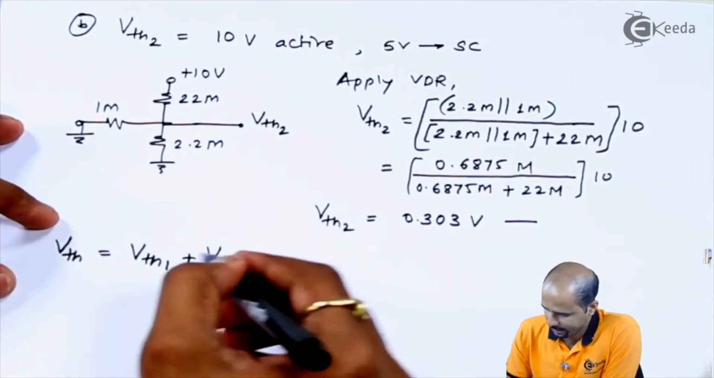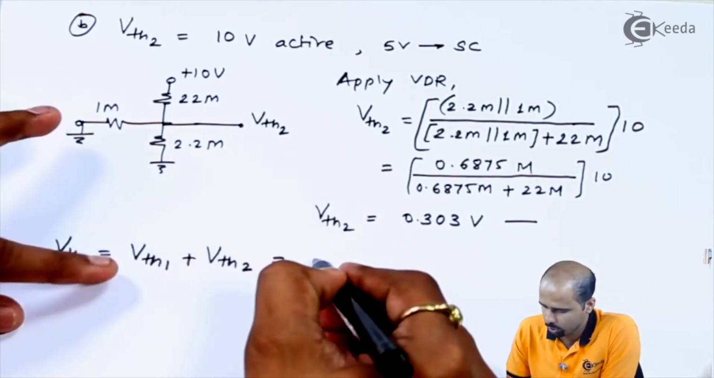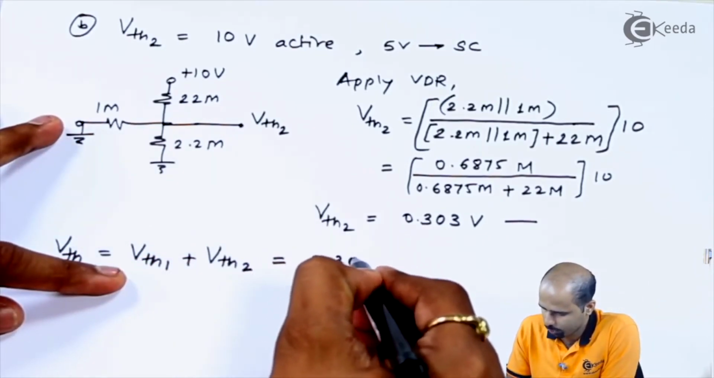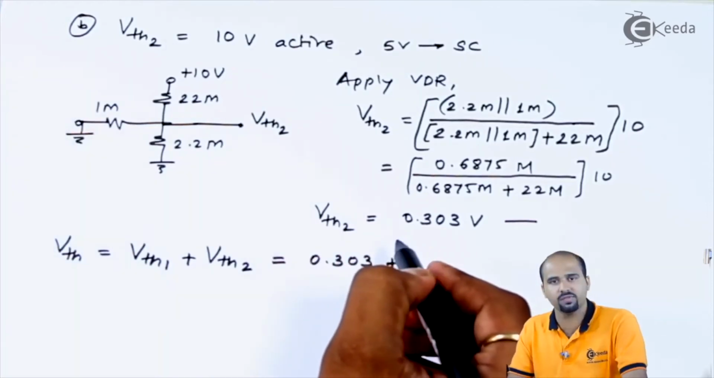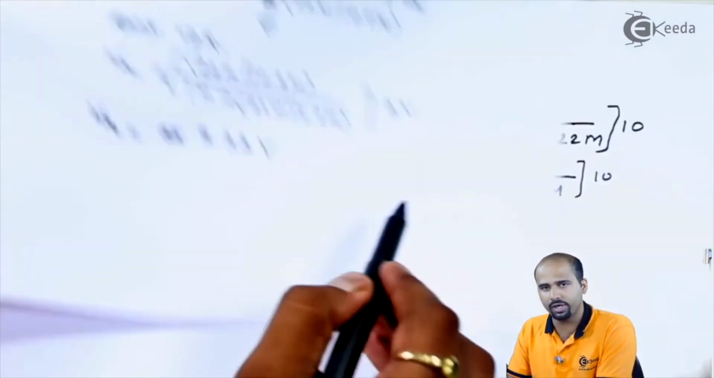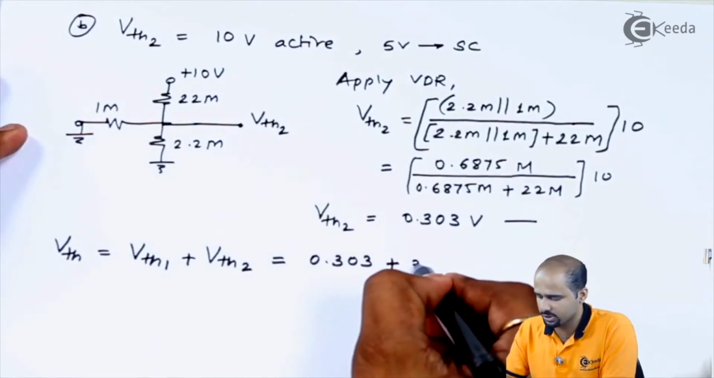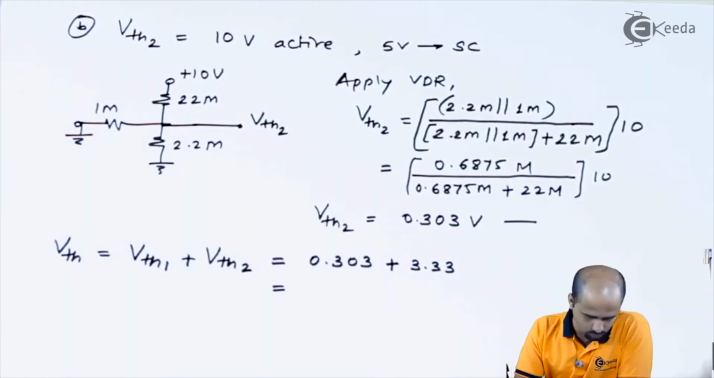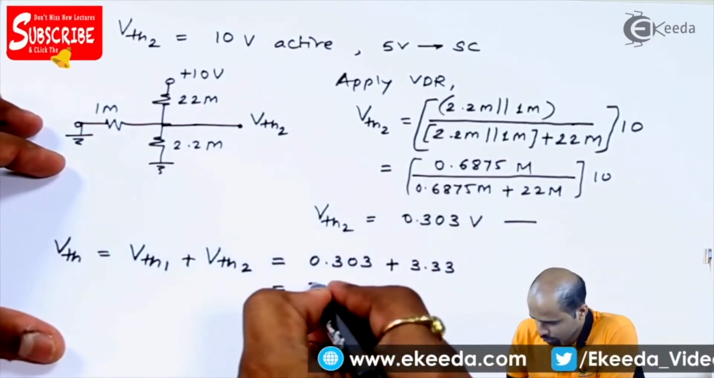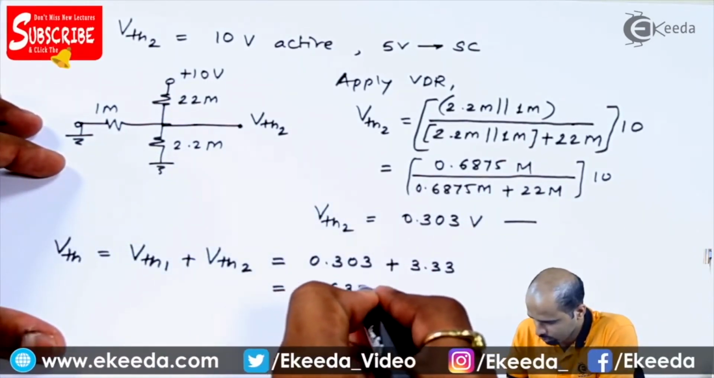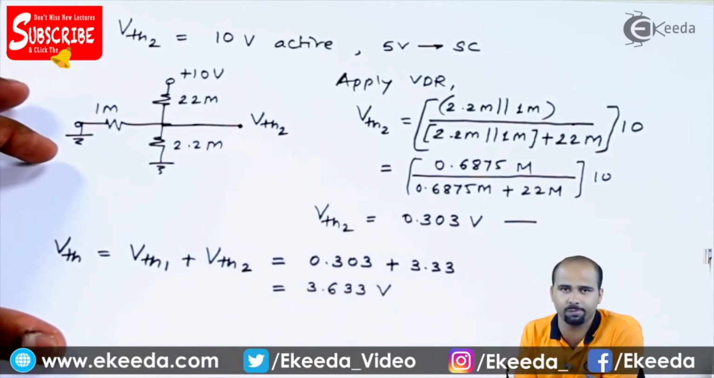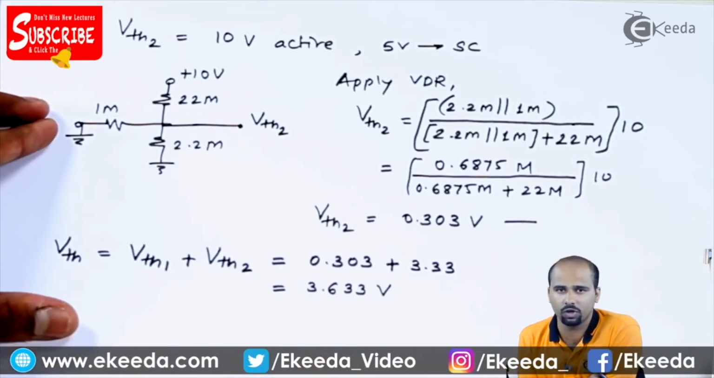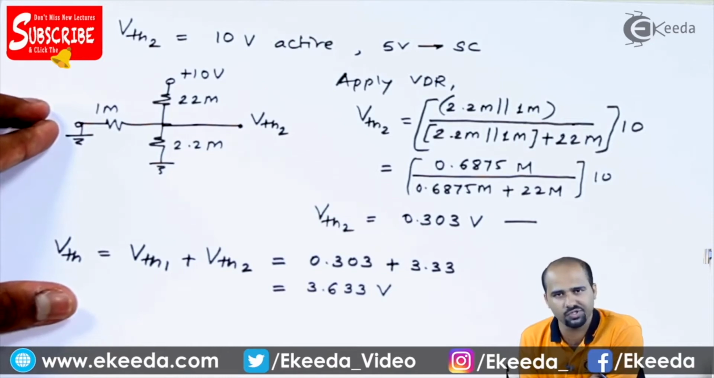Yes. So let's try to find out what will be the value of this. It will be 0.303 and your previous value is 3.33. Okay, so we just add these two values and try to get the value of VTH. 3.633. So this is the value of VTH that we are expecting after conversion into Thevenin's equivalent circuit.